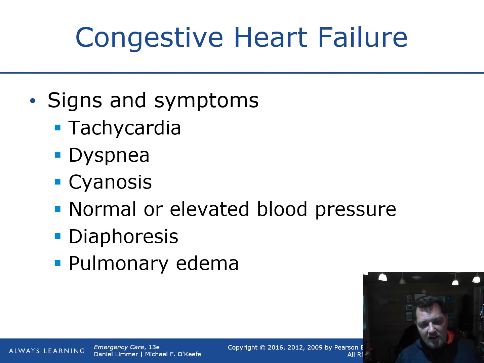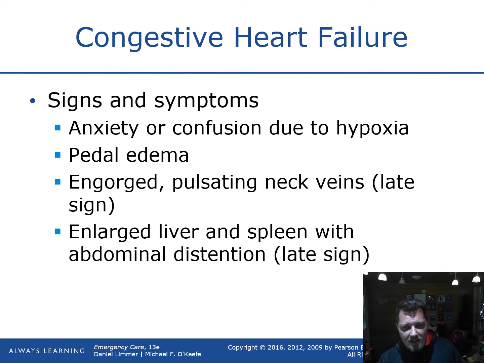Signs and symptoms: tachycardia, dyspnea, cyanosis, normal or elevated blood pressure. Typically, these patients will have an elevated blood pressure, especially when they have a CHF exacerbation. They'll have that elevated blood pressure because their anxiety is through the roof. Diaphoresis and pulmonary edema. Anxiety or confusion due to hypoxia. Pedal edema, engorged pulsating neck veins. This is a late sign, which we call JVD. Enlarged liver and spleen with abdominal distension, another late sign.